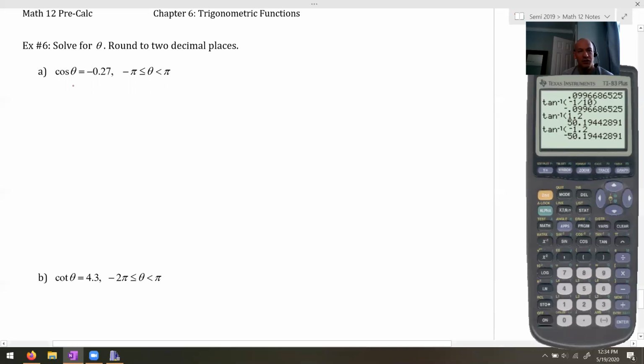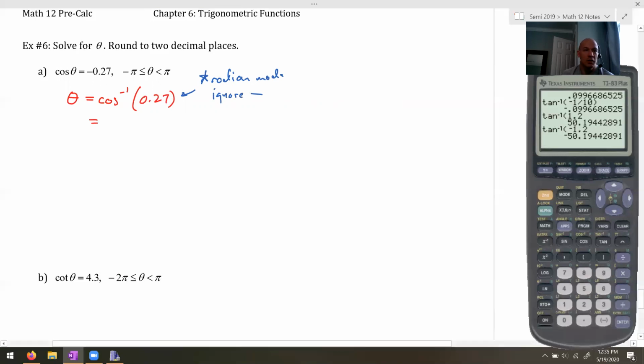Okay, so we're going to solve this now. Just looking at the domain restriction here, the context is in radians. So when we solve this, we're going to go inverse cos of 0.27. I'm not actually going to include the negative. I'm going to write a tiny little note here: radian mode, and ignore the negative.